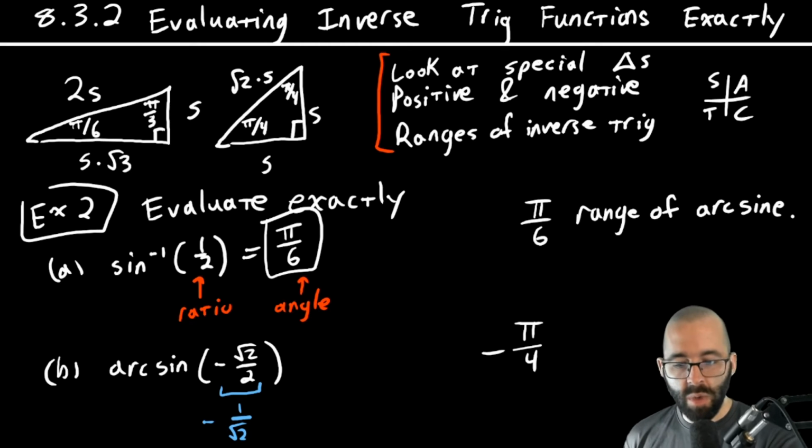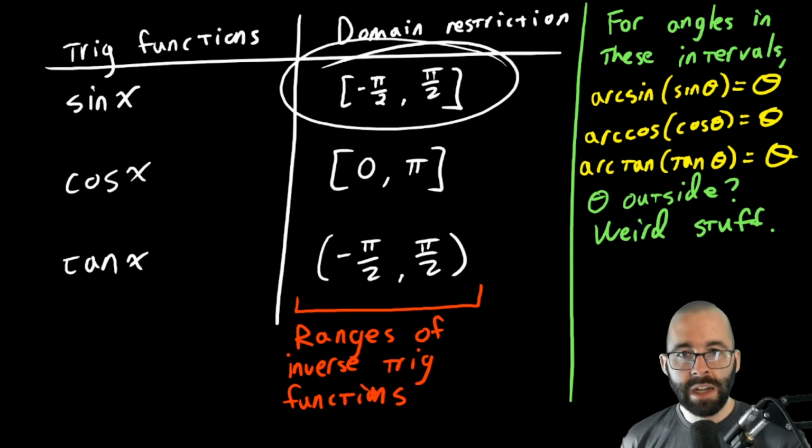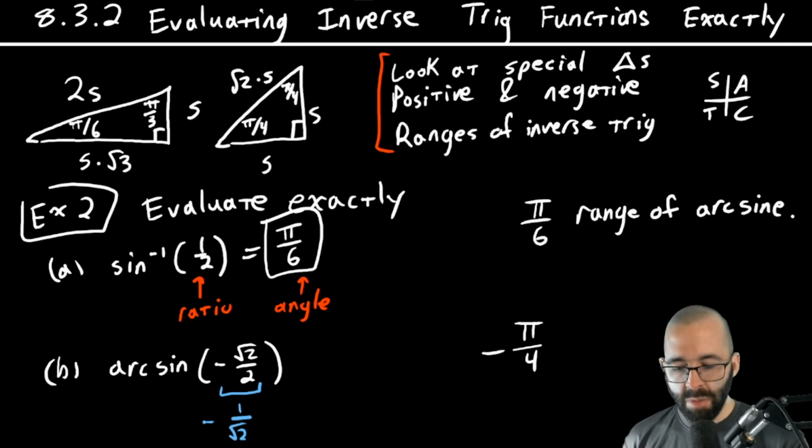Sine's negative in the fourth quadrant. So maybe negative pi over 4. Let's make sure that's in the range of arc sine. Is negative pi over 4 in this range? Yes, it is. It is in this interval. The negative pi over 4 is good to go.